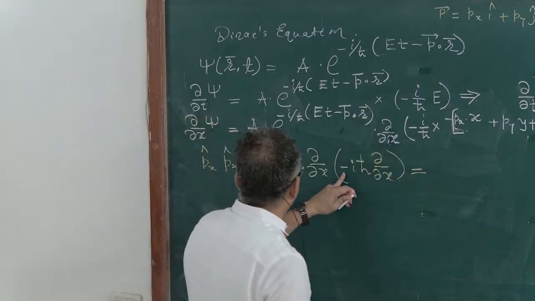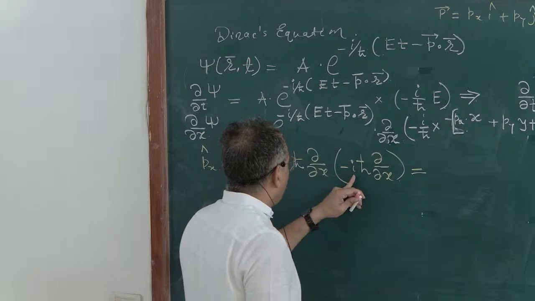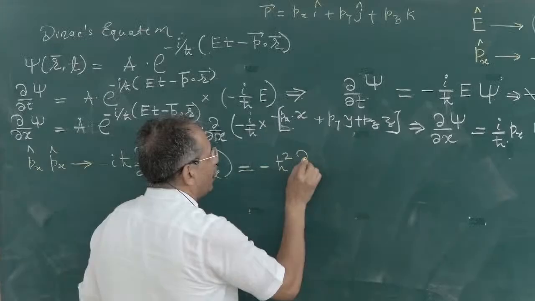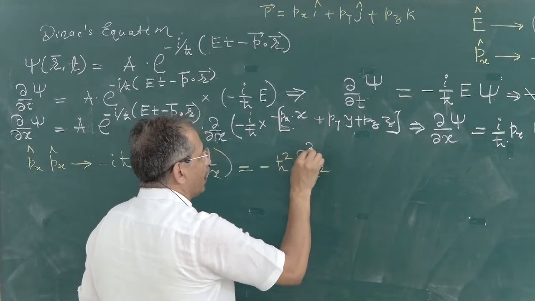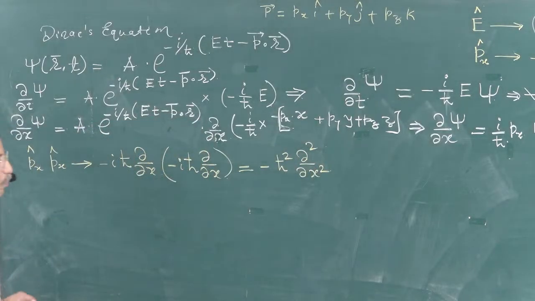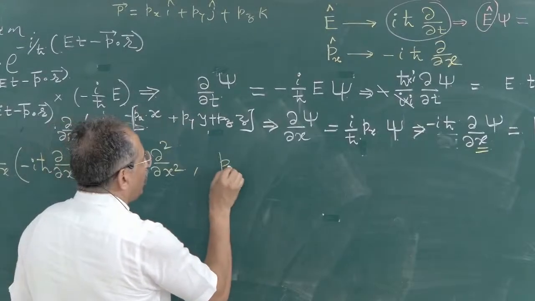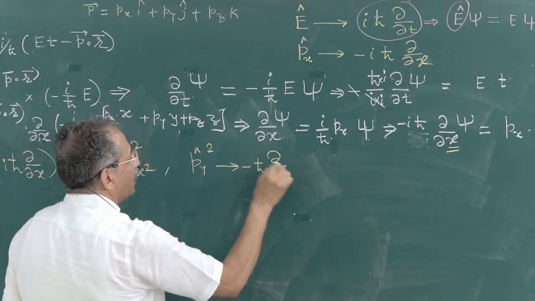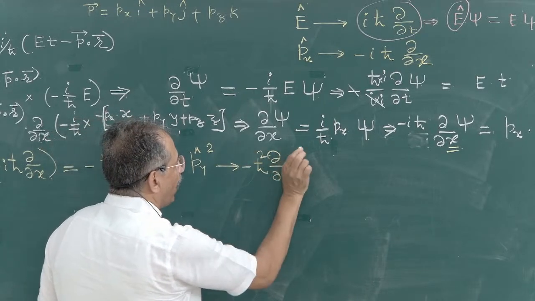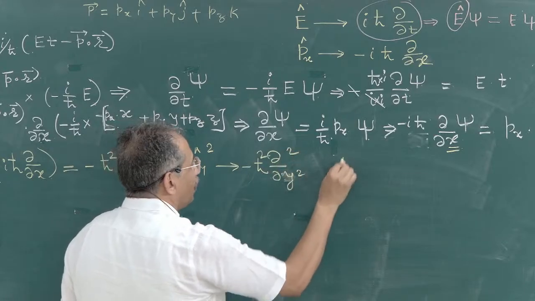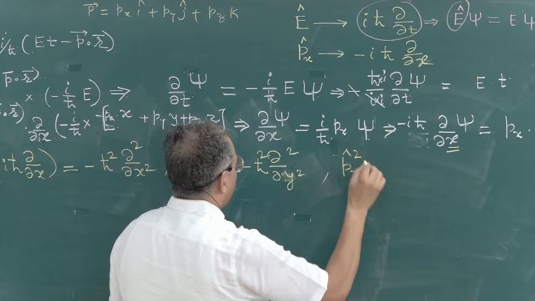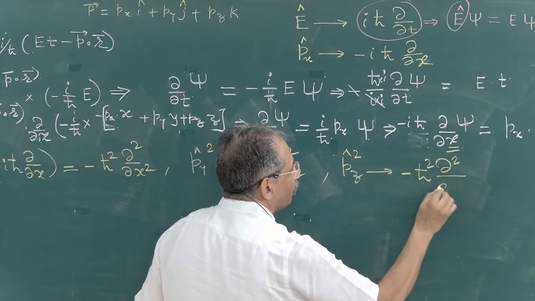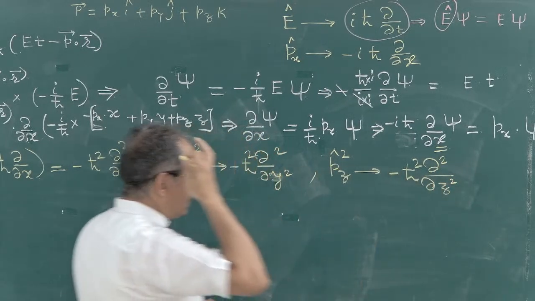So minus minus will be plus, i into i will be i square, that is minus 1. So it will be minus h cross square partial derivative with respect to x of second order. Similarly, we can write py hat square as minus h cross square partial derivative with respect to y of second order, and pz cap square will be minus h cross square partial derivative of second order with respect to z.